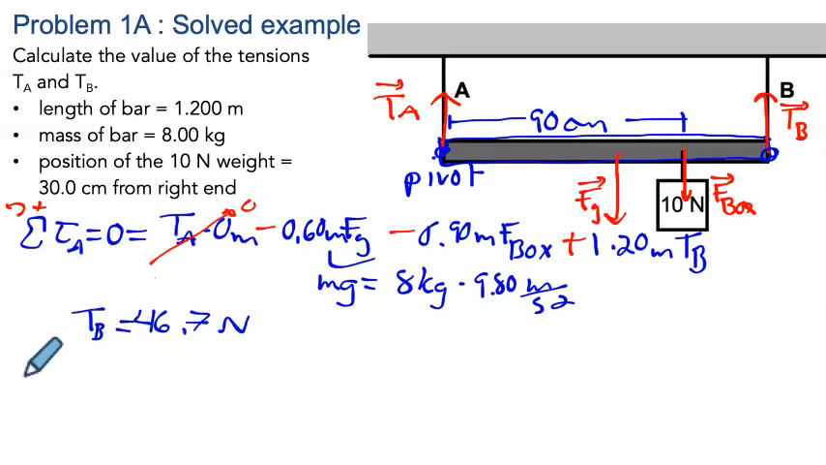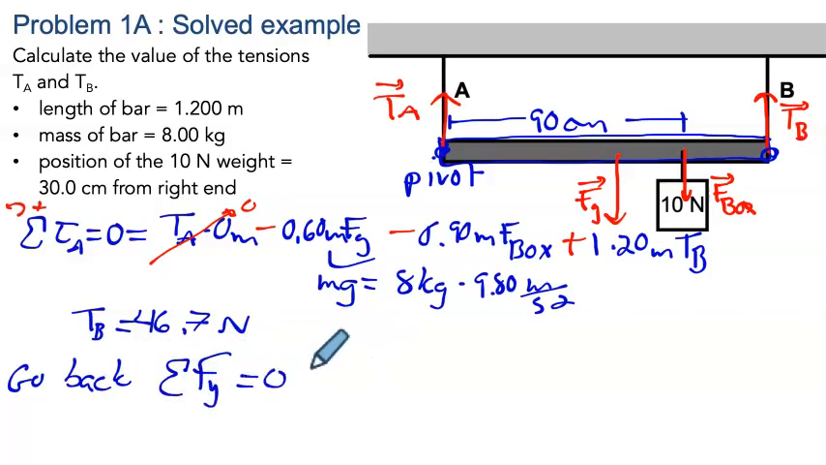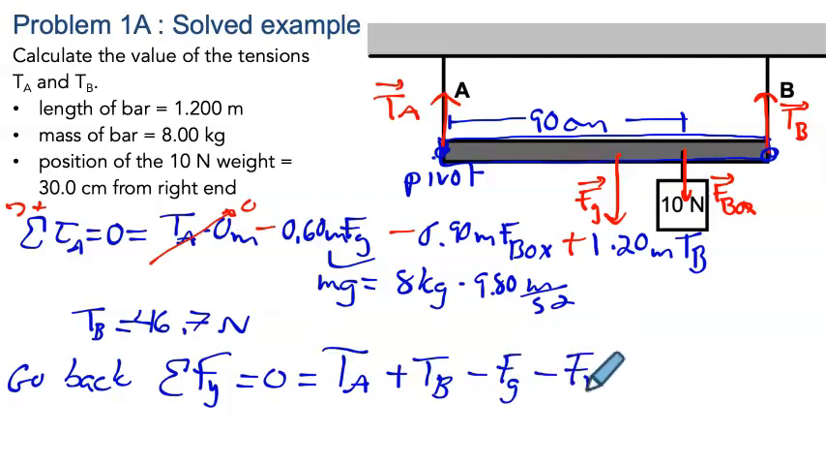And once we have that, then we can go back to the sum of forces. In here we want to use the sum of force on the y-axis, which is equal to 0, again because it's an equilibrium. For the y-axis, we will have TA plus TB minus FG minus the force applied by the box. Since we now know what TB is equal to from the equation before, Fg is still 8 times 9.8, and Fbox still 10 newtons, from all of that we can find the value of TA, and you should get that TA is equal to 41.7 Newton.